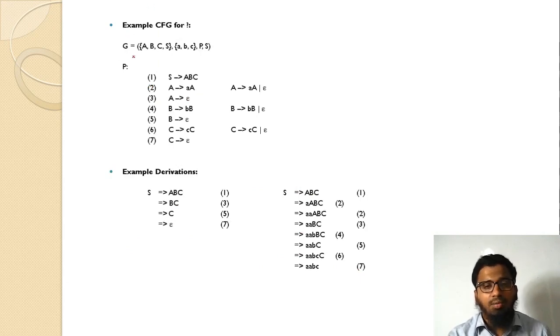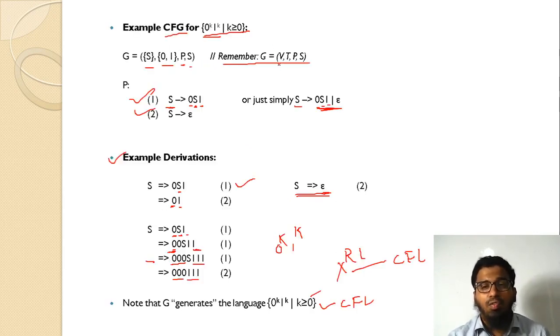Next example, okay, G is equal to ABCS and ABCP and S. So what is this ABCS? This is V. And what is this ABC? This is terminal. And this is P and S. Okay, you have to remember this VTPS.